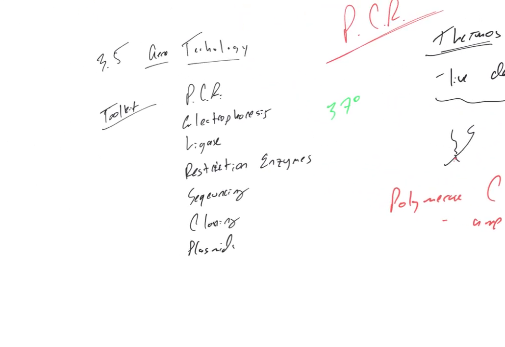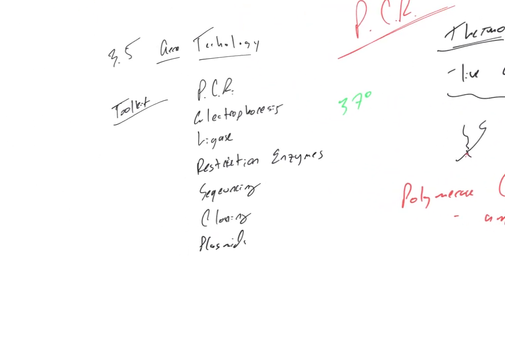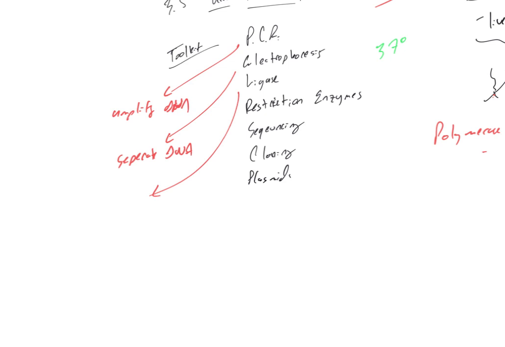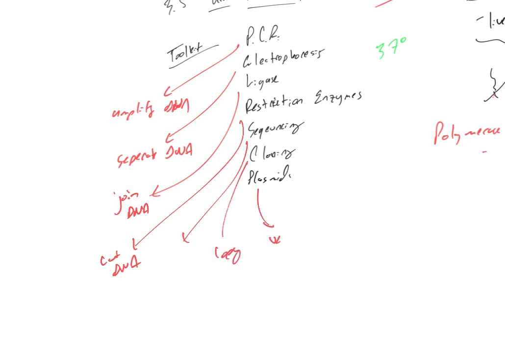Okay, look. I'm going to take one step back again. So PCR, what this does is this will amplify DNA. This will separate DNA. This will join DNA. This will cut DNA. This will obviously find the sequence. This is copy, and plasmids are a vector.